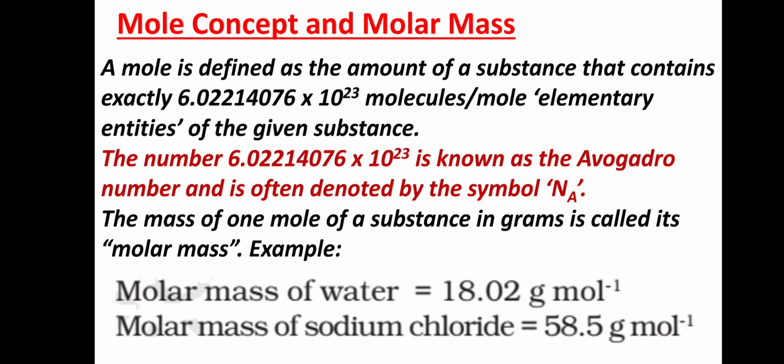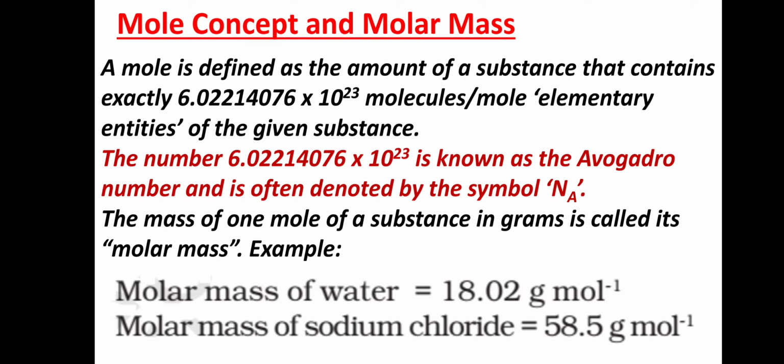In order to determine this number precisely, the mass of a carbon-12 atom was determined by a mass spectrometer and found to be equal to 1.992648 × 10^-23 grams. So this is the atomic mass of the carbon-12 atom, determined with the help of the mass spectrometer.